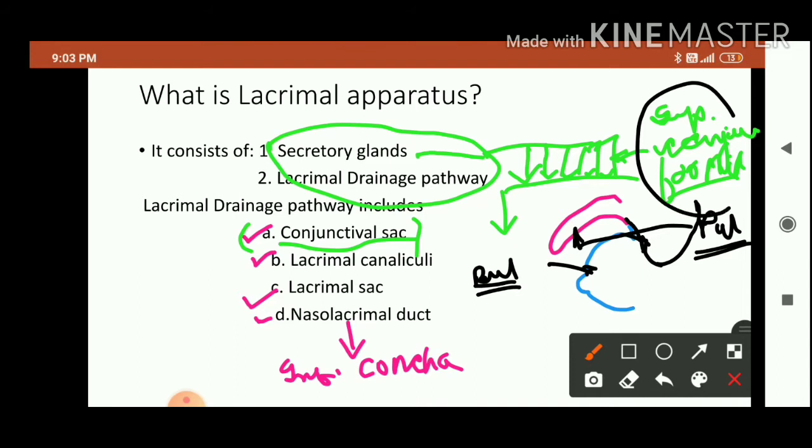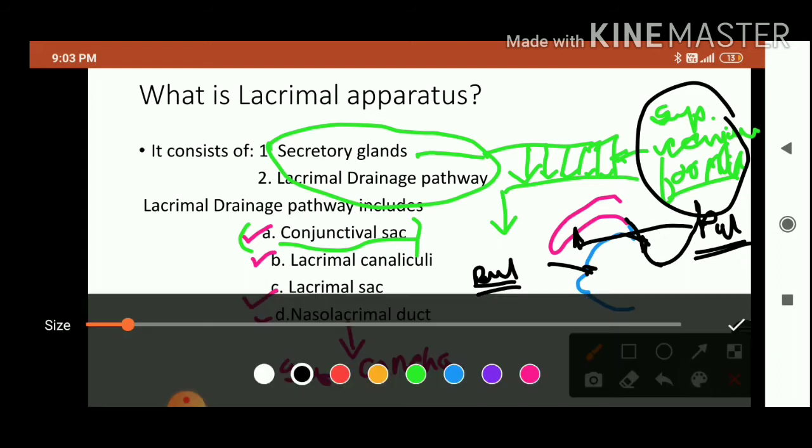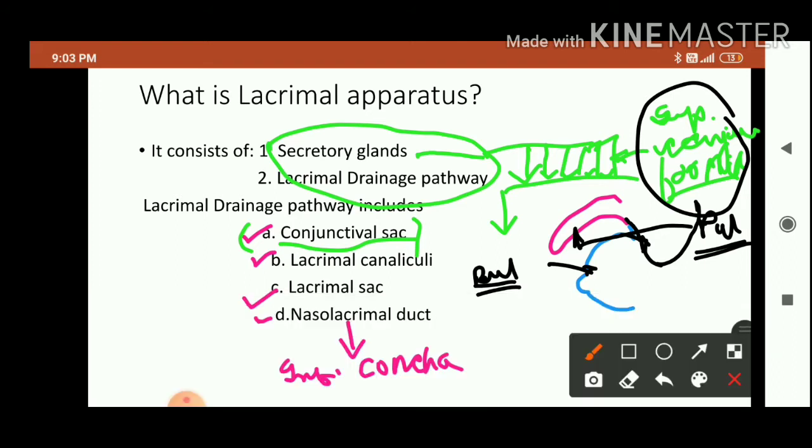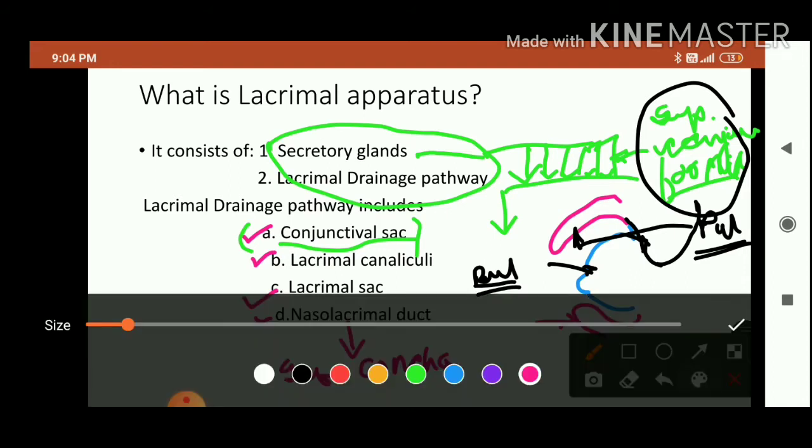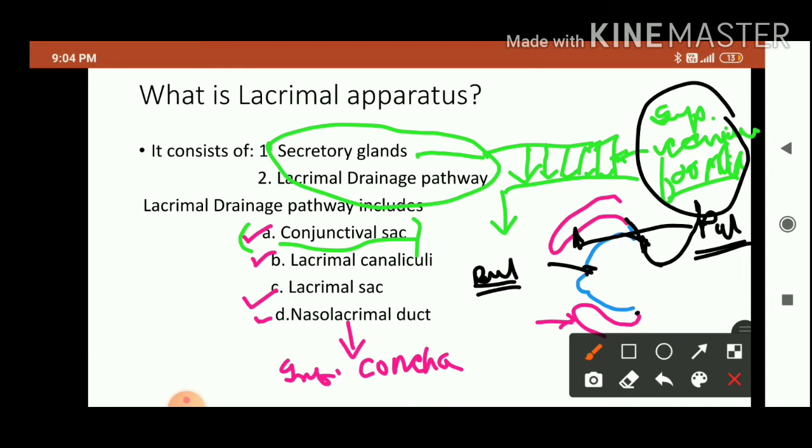This is the superior conjunctival fornix, and the line of reflection between the inferior palpebral and inferior bulbar conjunctiva is known as, yes, inferior conjunctival fornix. Let us draw it also. So if I draw, this is the lower eyelid, then there is a point of reflection, this point. This is known as inferior conjunctival fornix.